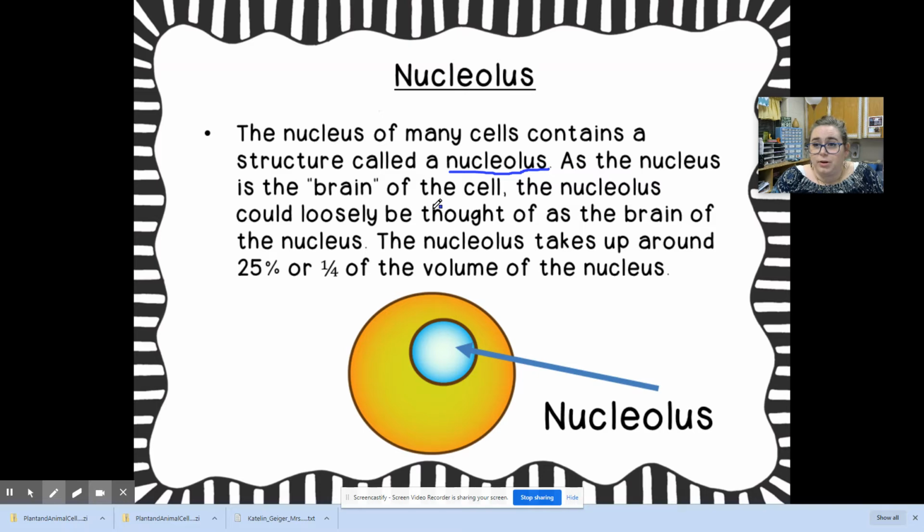I know, confusing, right? As the nucleus is the brain of the cell, the nucleolus could loosely be thought of as the brain of the nucleus. So if your brain had a brain, that's what this is. The nucleolus takes up around 25%, or 1/4, of the volume of the nucleus. You can see that's about 1/4 of the entire nucleus. So you're going to want to fill in your blanks and move those arrows to point to the nucleolus in your cells. Say that 10 times fast.